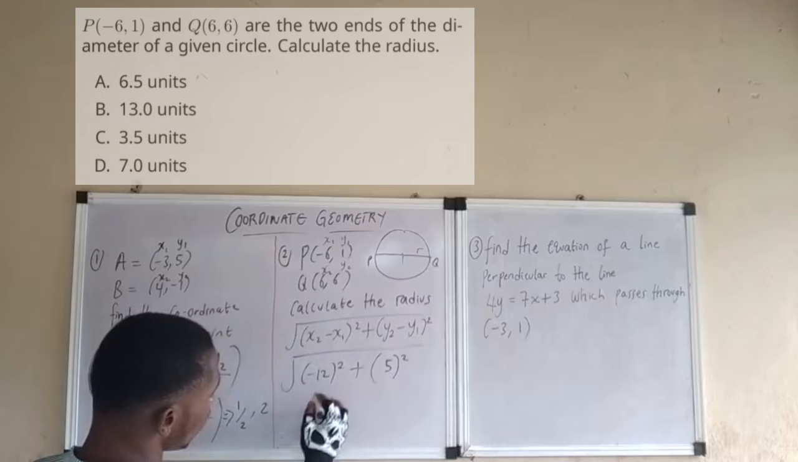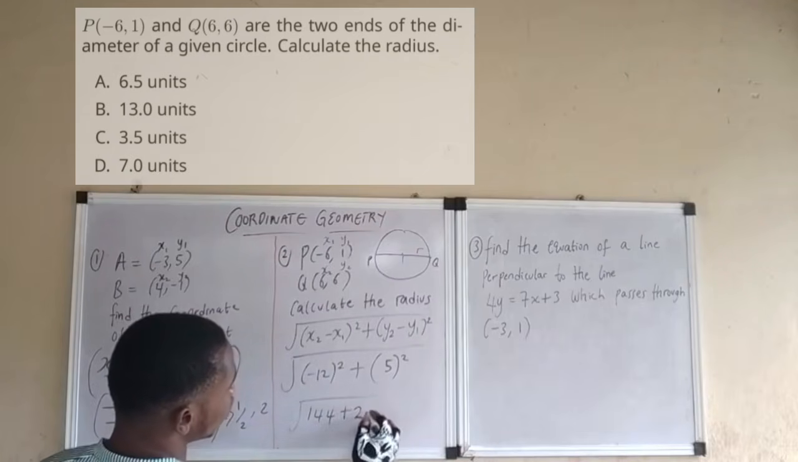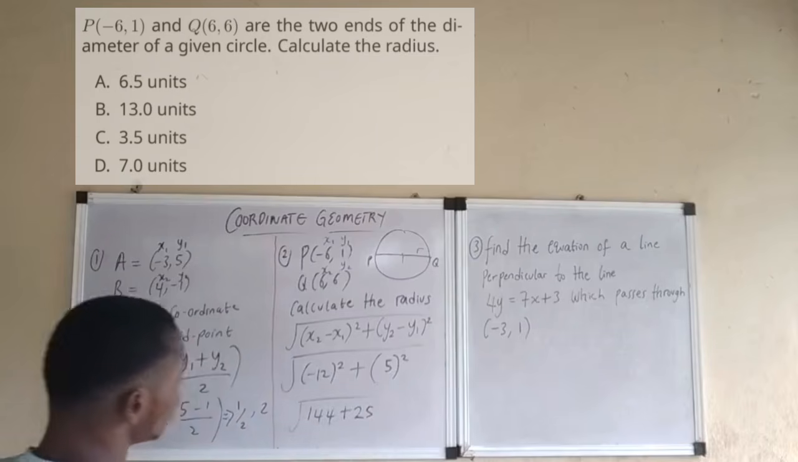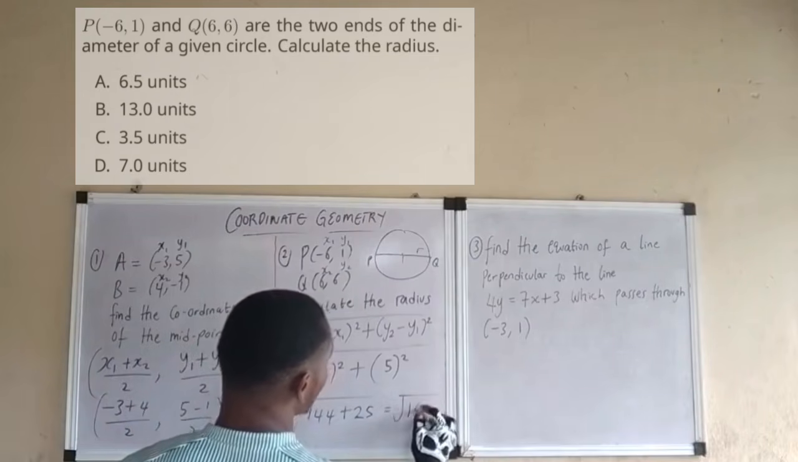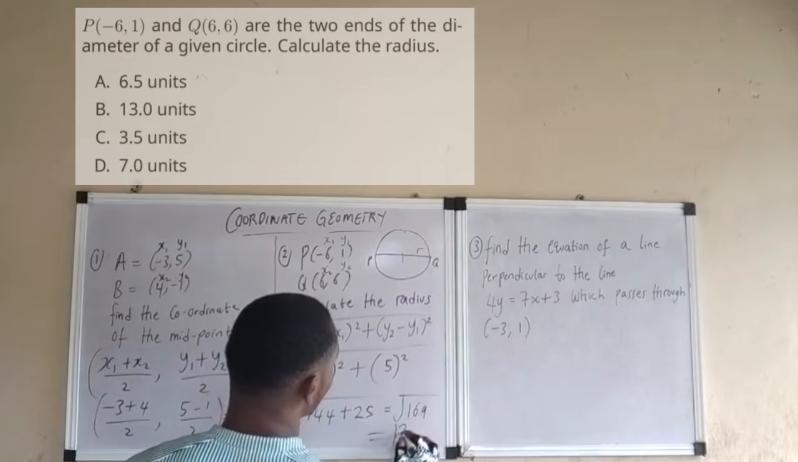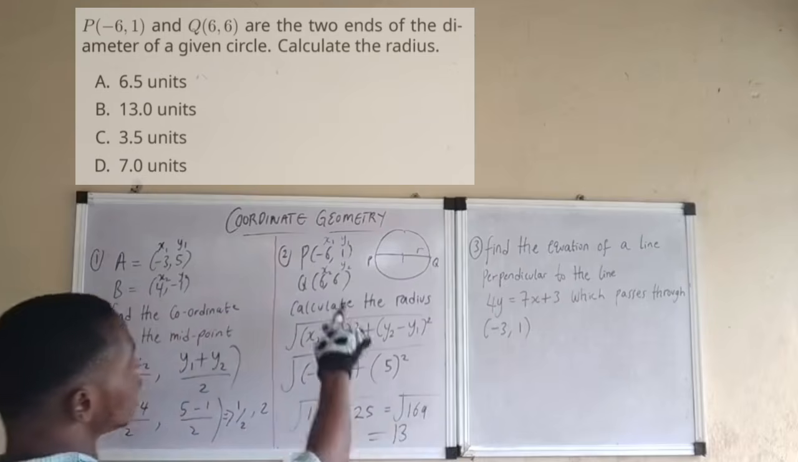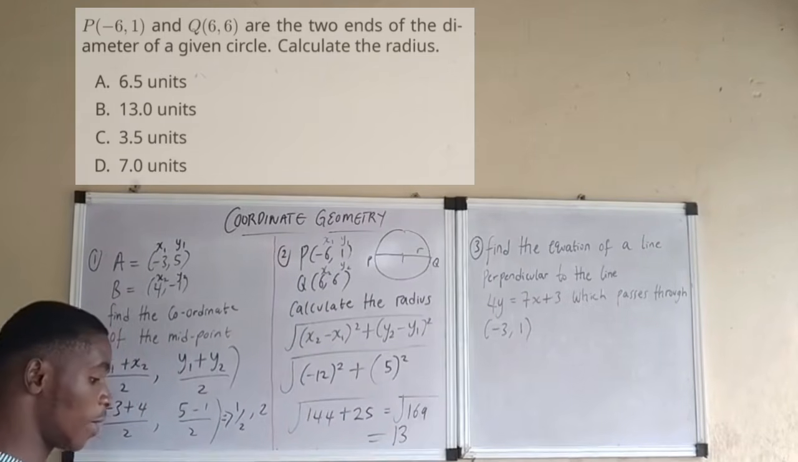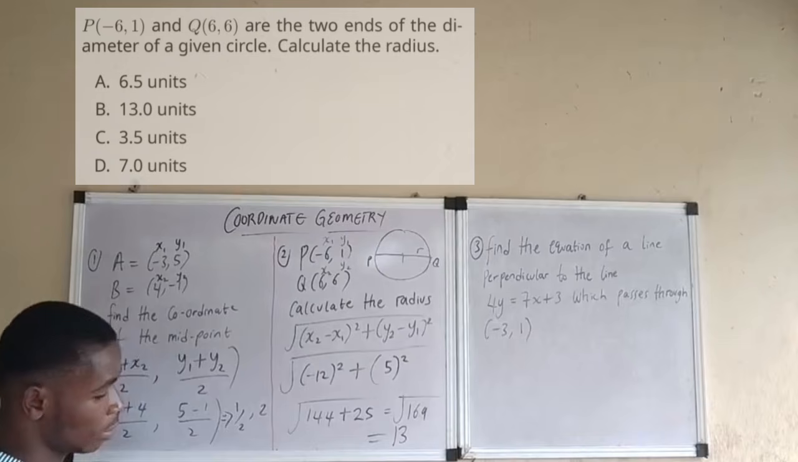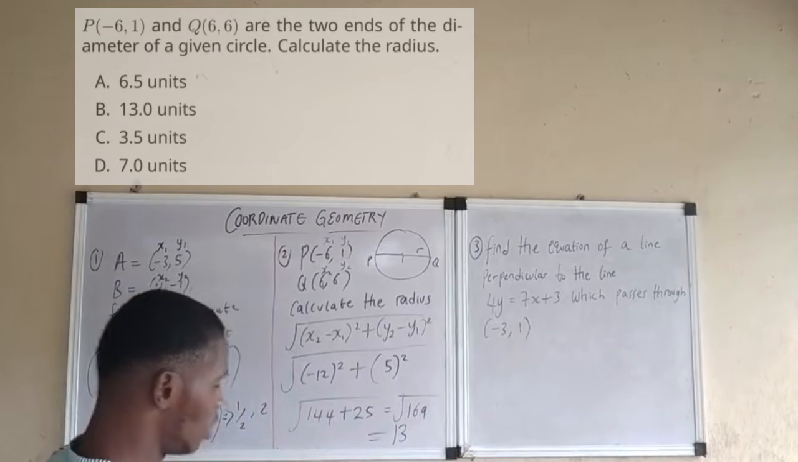Okay. So here we're having square root of what? 144 plus 25. Now this is going to give us 169. Square root of 169. And the square root of 169 is 13. All right. So the distance is 13 units, because it's not in centimeters, so it's units, 13 units.